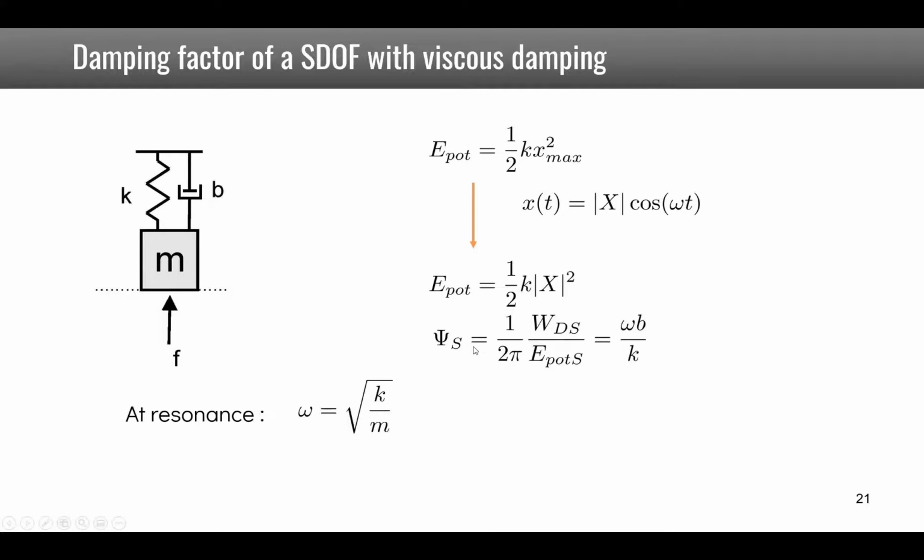Now if we look at the resonance, when the frequency omega corresponds to the square root of k over m, then it simplifies to b over square root of km, which is actually 2 psi. So the value of the damping factor for an SDOF system is twice the damping coefficient of this SDOF system.